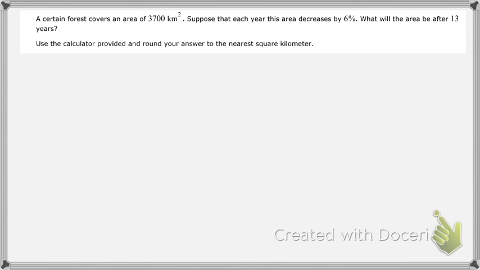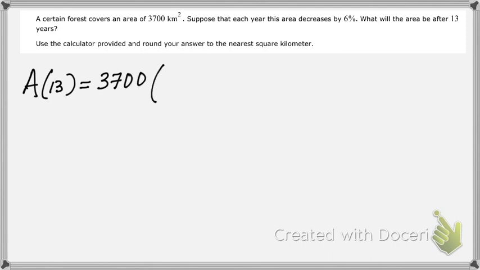Let's look at another one here. Now here we don't have any money. Still going to use the same equation though. So I'm going to have A, and this says after 13 years. So I'm going to do A of 13 equals, and here my initial amount is a forest, like how much area of land is covered by a forest, and it's 33,700, and that's my principal or my initial amount.